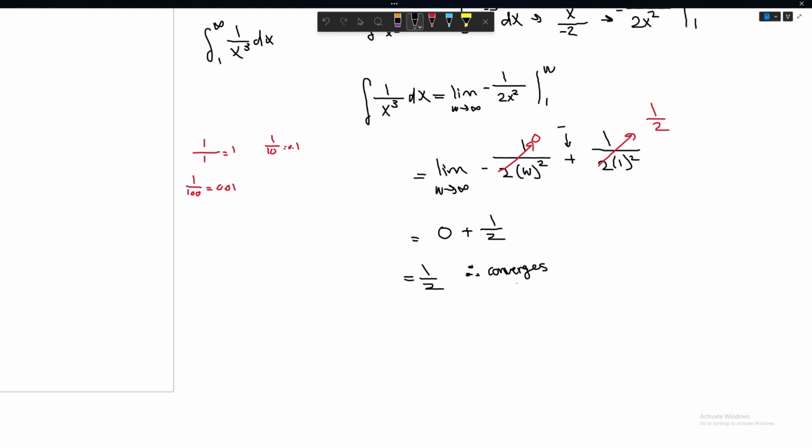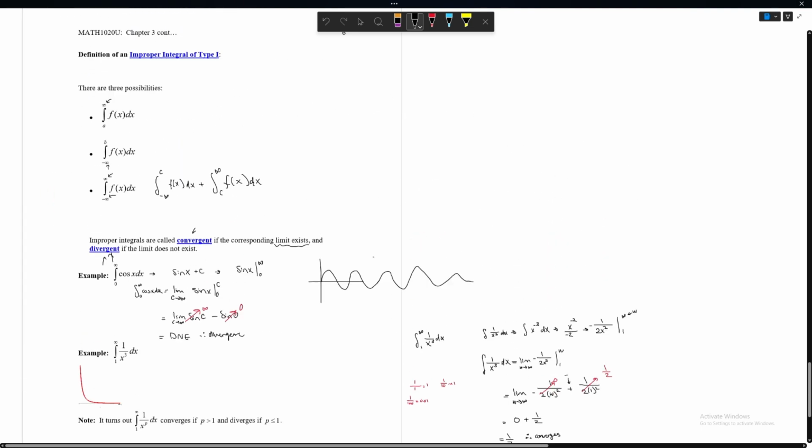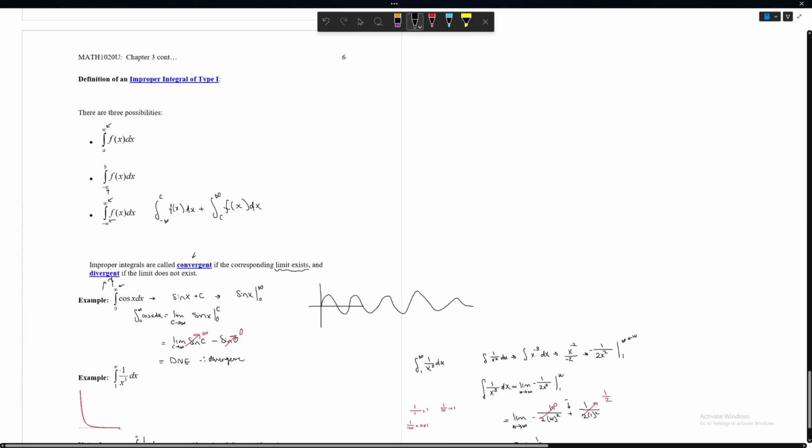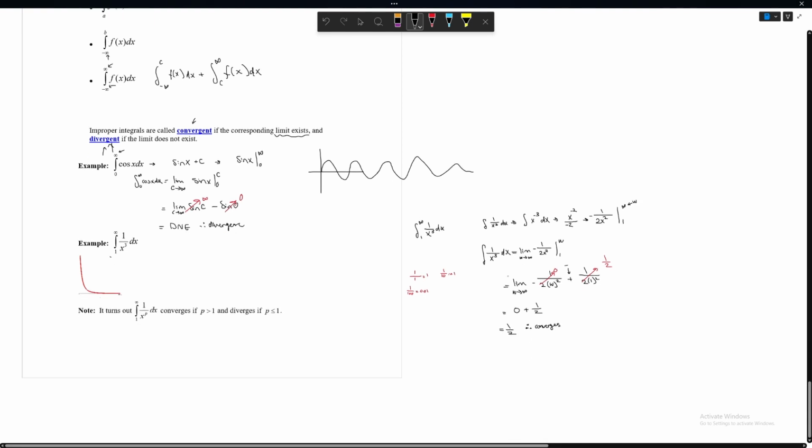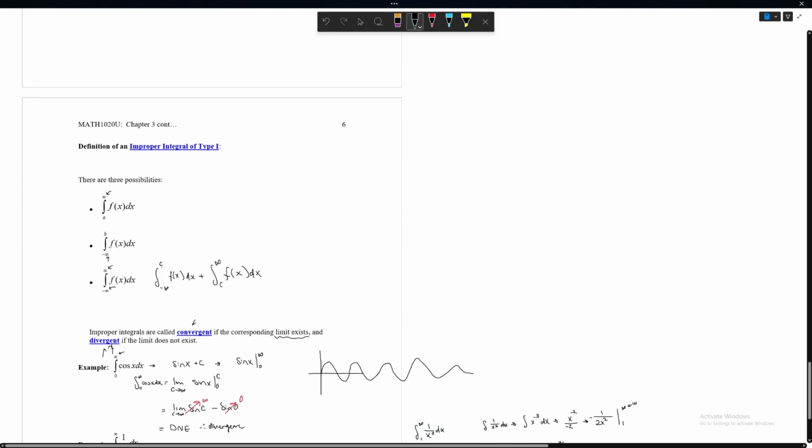That's, to be honest, really how you do it. And so that's how you get whether your function converges or diverges. If you see infinity or negative infinity, you set the limit to your w and you solve it like this. If you have both, you break it into 2 parts and you will take 2 different limits.